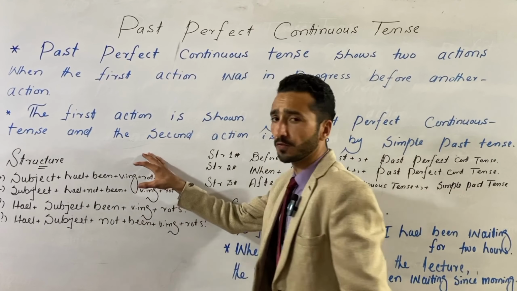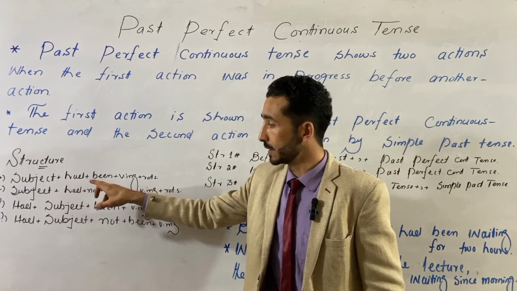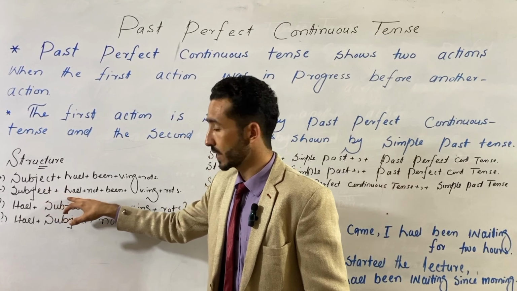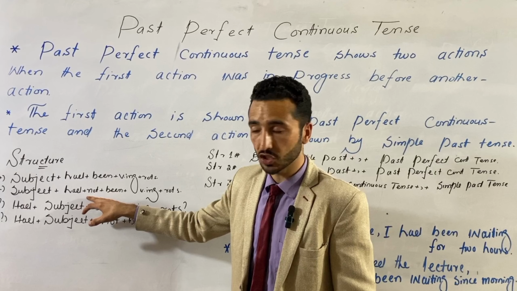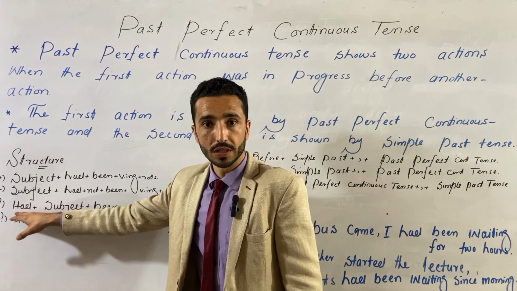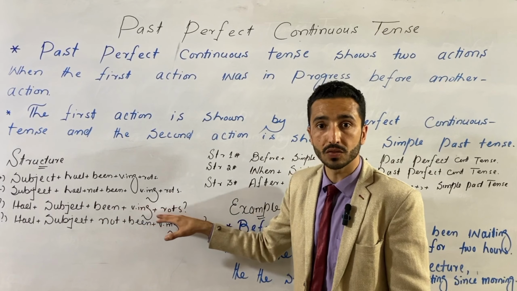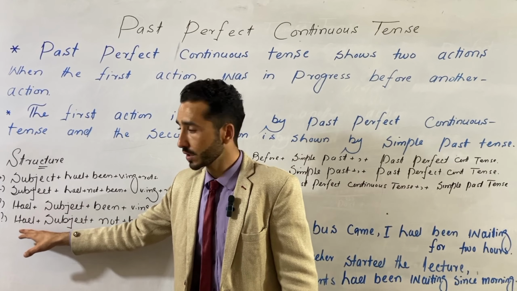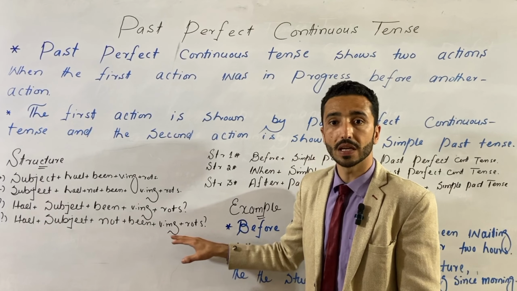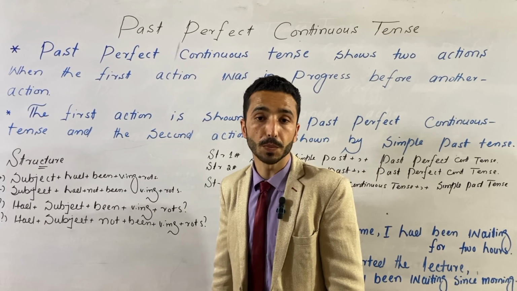So now come to the structure for past perfect continuous tense. First we use subject, then had, then been, then verb ing and the rest of the sentence. For negative, first we use subject, then had, then not, which is an adverb of negation, then been, then verb ing and the rest of the sentence. For interrogative, first we use had, then subject, then been, then verb ing and the rest of the sentence. For negative interrogative, we first use had, then subject, then not, then been, then verb ing and the rest of the sentence.